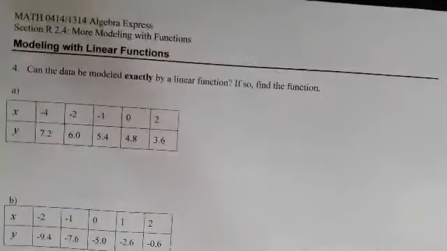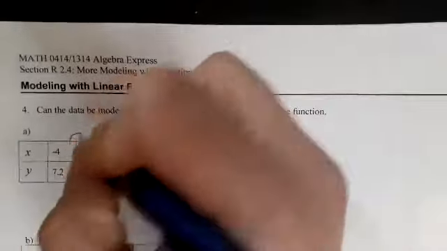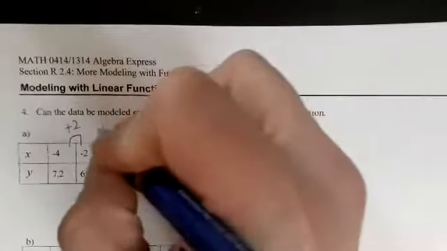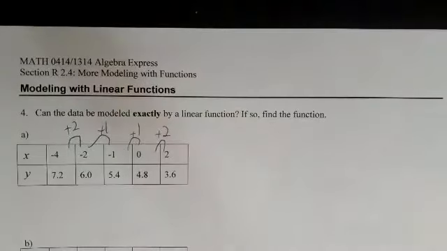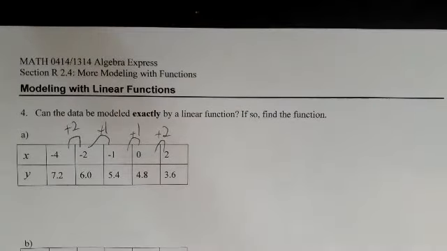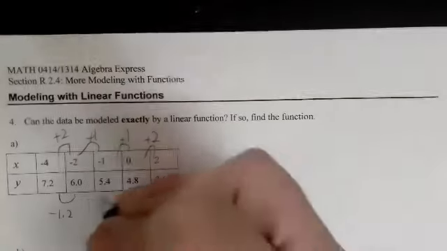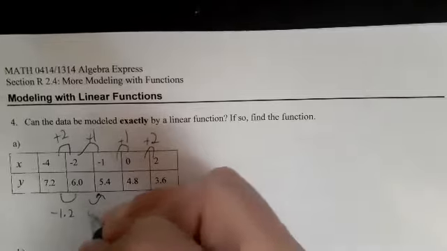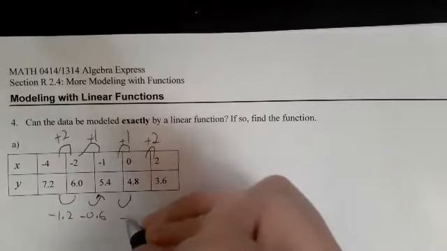All right, the next page is pretty much a review as well. We're looking at this thing, we're seeing how much it goes up by each year. If we look on the x-axis, we're going up by 2, we're going up by 1, we're going up by 1, we're going up by 2. And if we look here, it's going down by 1.2, it's going down by 0.6, it's going down by 0.6, and here it's going down by 1.2.